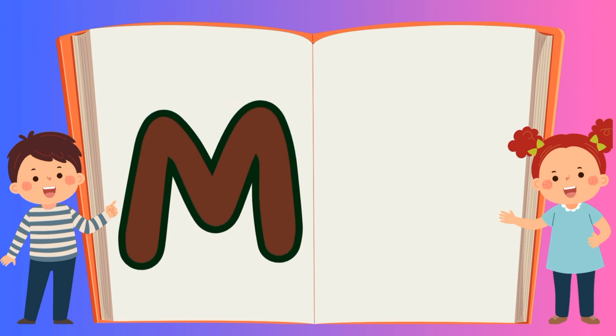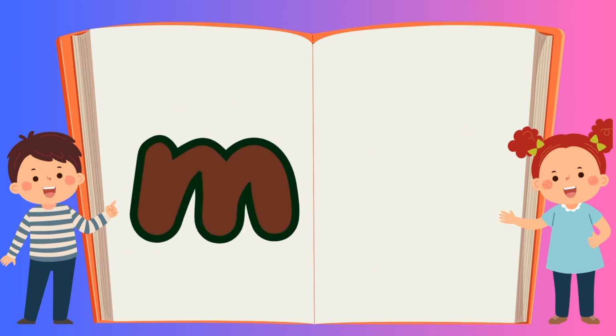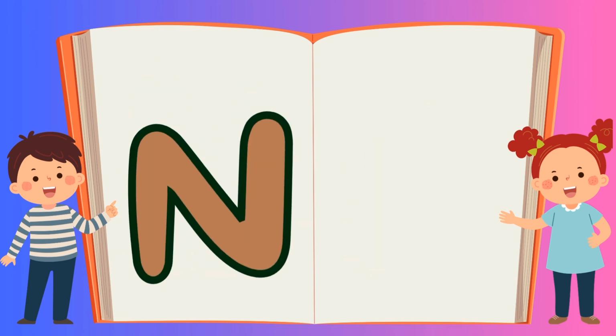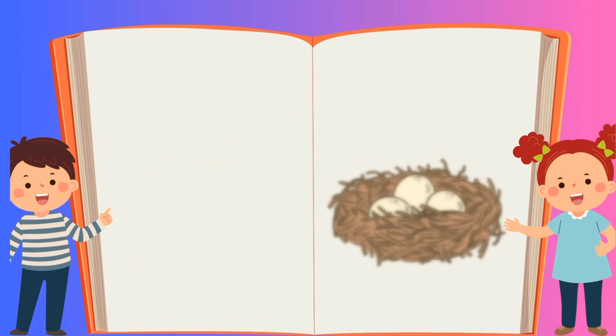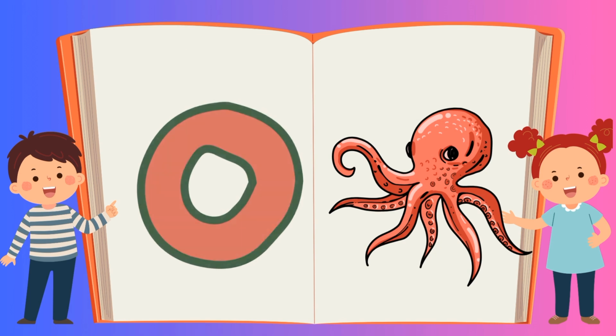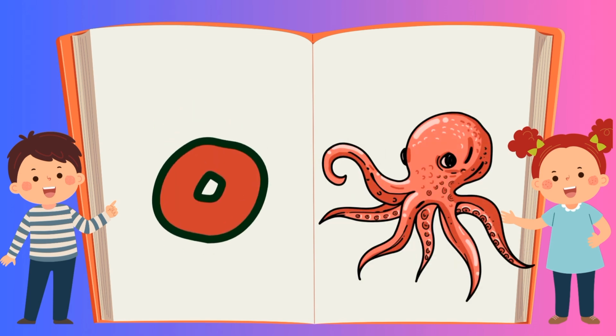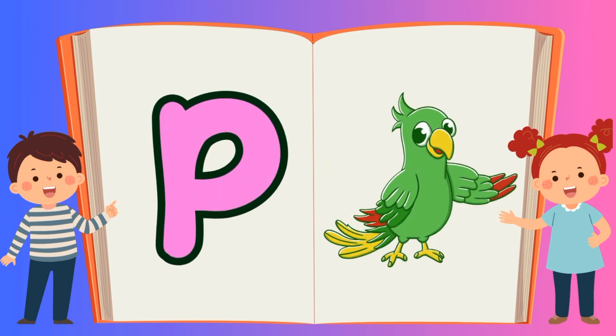Lemon. M for mango. Mango. N for nest. Nest. O for octopus. Octopus. P for parrot.